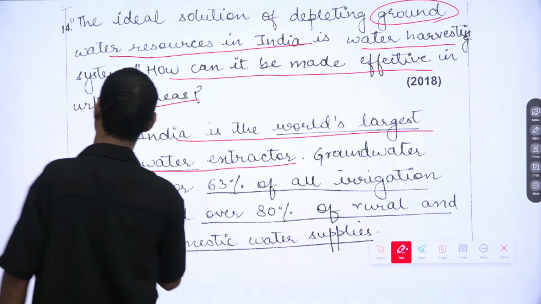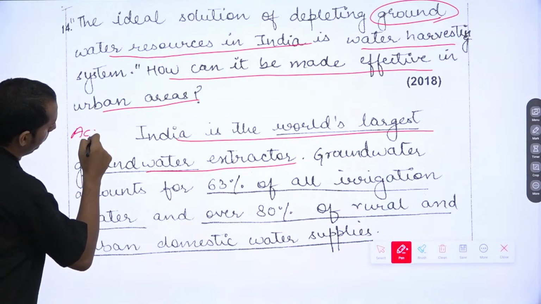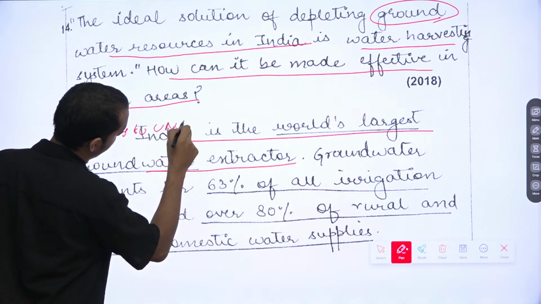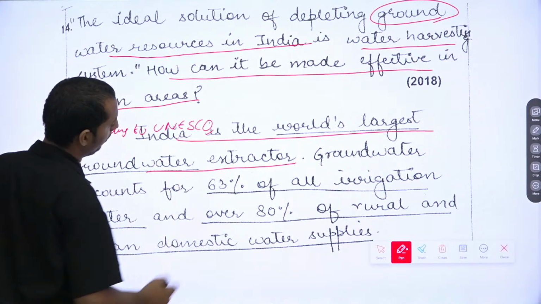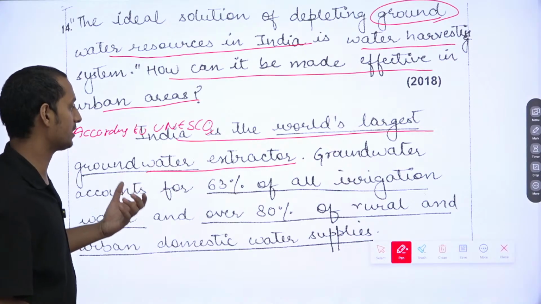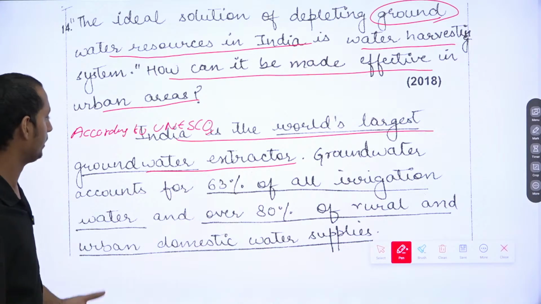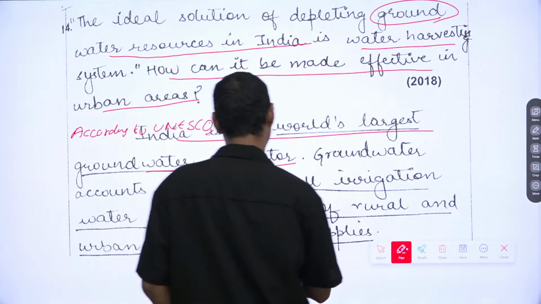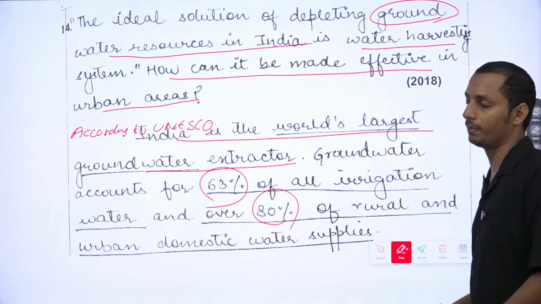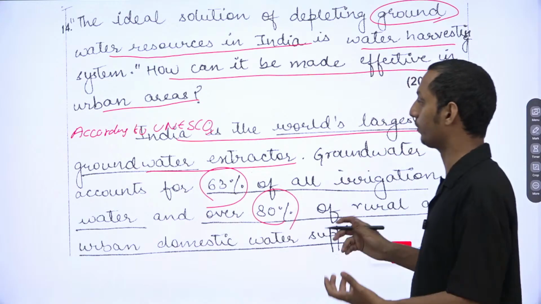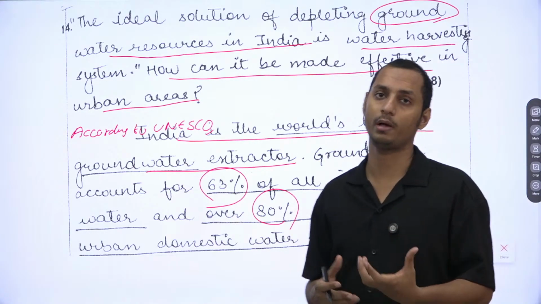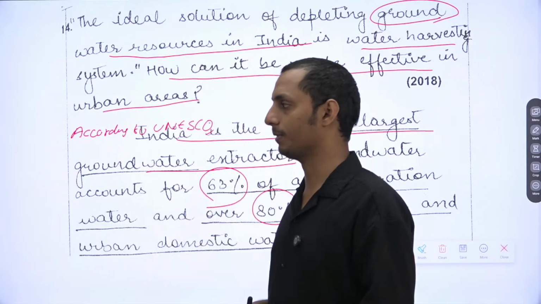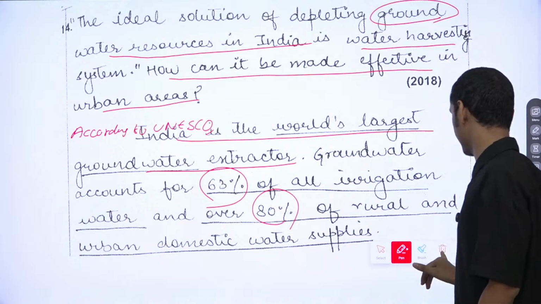So you can mention, according to UNESCO or according to UNDP or according to any other sources, India is the world's largest groundwater extractor. It accounts for 63% of irrigation sources, and over 80% of our rural and urban domestic water supply is accounted for by groundwater. So try to mention data regarding groundwater as well. You can go for contemporary examples. Also, you can go for data or examples like we do in case of all the other questions.